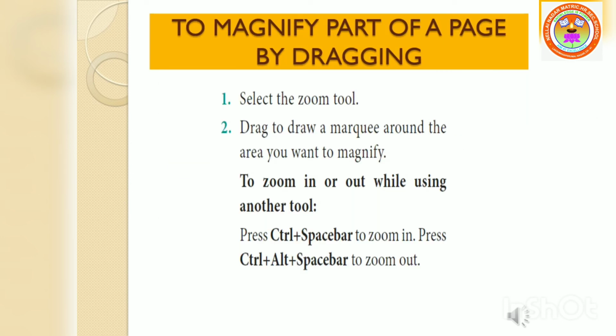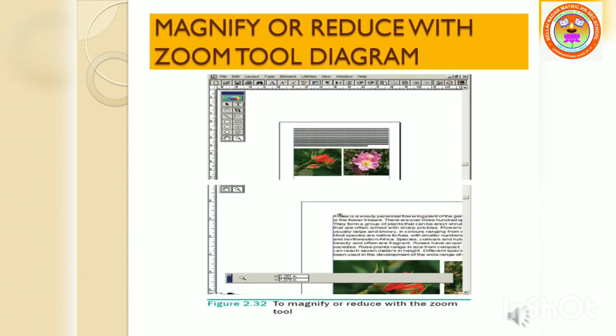To magnify part of the page by dragging, select the zoom tool and drag to draw a marquee around the area you want to magnify. Which area do you want to magnify? To zoom in or zoom out while using another tool, Control plus space bar is used to zoom in, and Control plus Alt plus space bar is used to zoom out. See here, magnified.